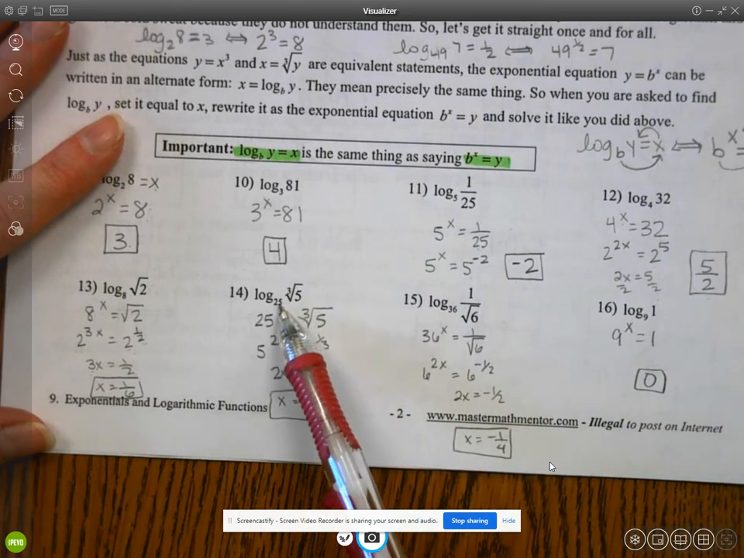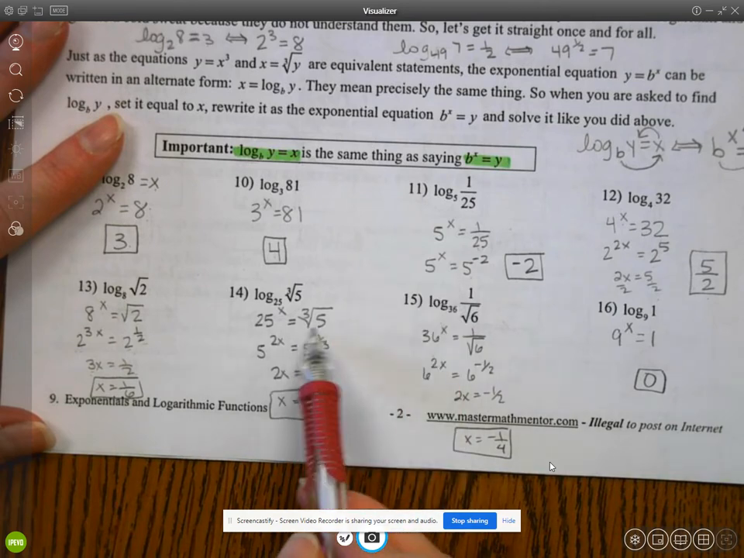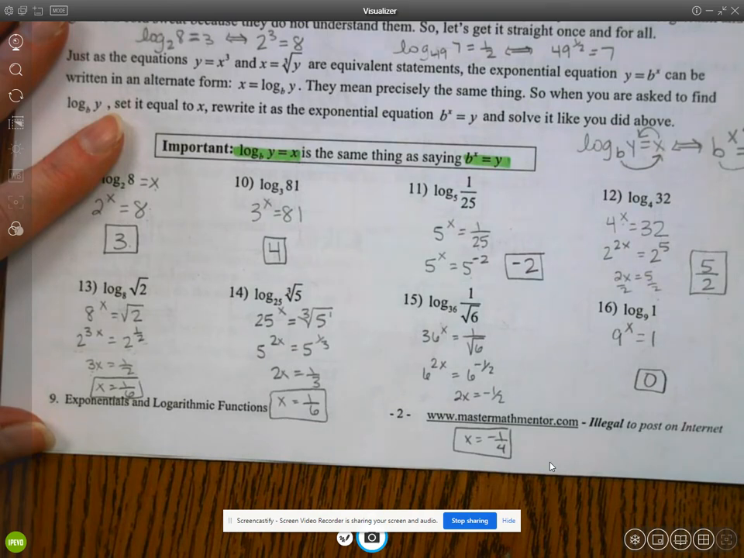All right, so here 25 to a power is the cube root of 5. Well, remember cube root, again, I can write as an exponent of 1/3. So then it's 2x equals 1/3, which gives me 1/6 when I divide by 2.